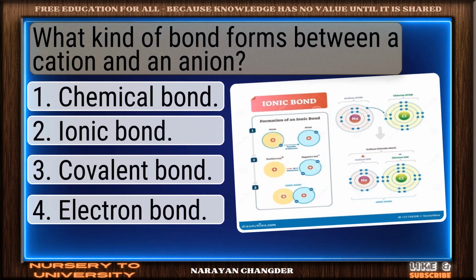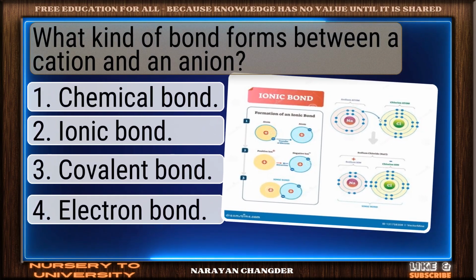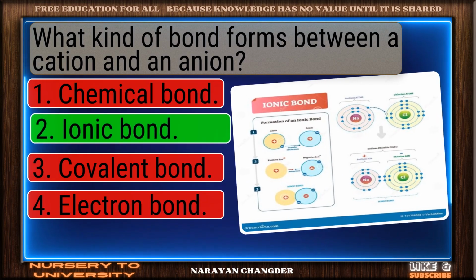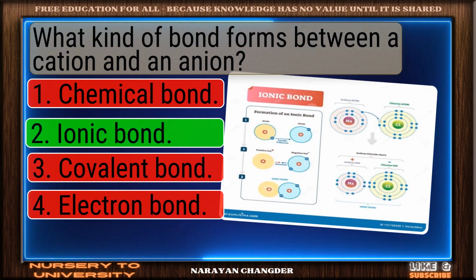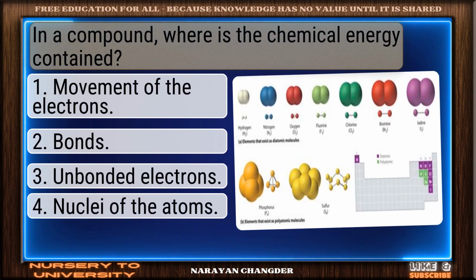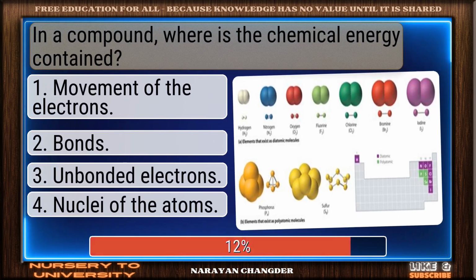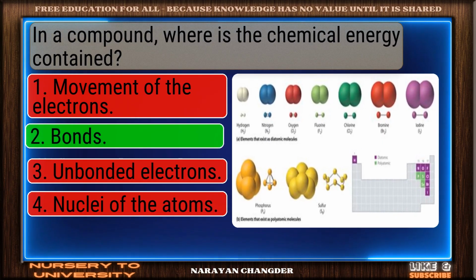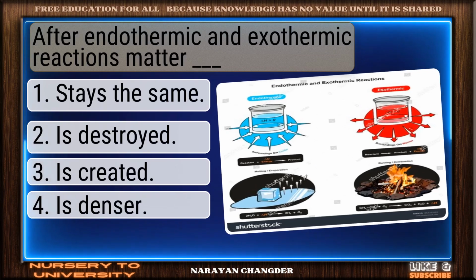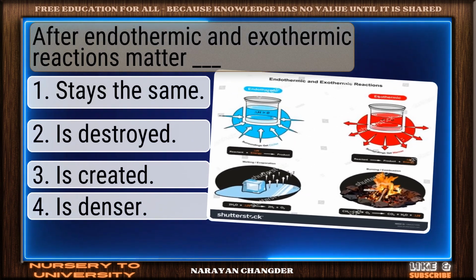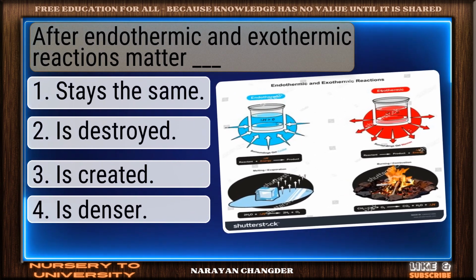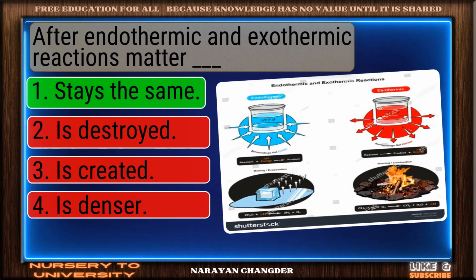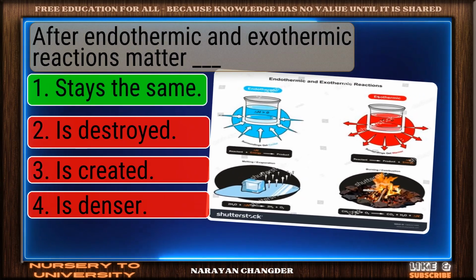What kind of bond forms between a cation and an anion? You chose ionic bond. And it is correct. In a compound, where is the chemical energy contained? Right choice. Bonds is the best answer. After endothermic and exothermic reactions, matter dash. Nice work. You chose stays the same and it is correct.